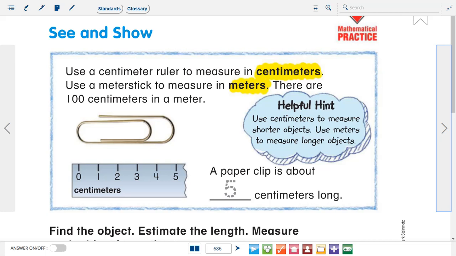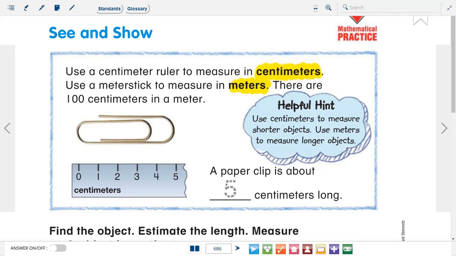Now we have another device, which is a meter stick. You can use it to measure in meters. We use it to measure longer objects, okay? So for example, if you want to measure the length or the width of a room, you're going to need a meter stick, okay?